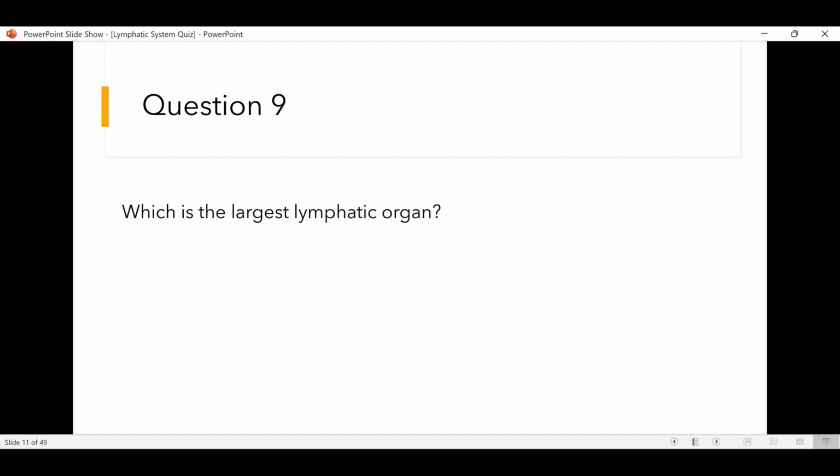Question 9. Which is the largest lymphatic organ? Spleen, thymus, tonsils, appendix.